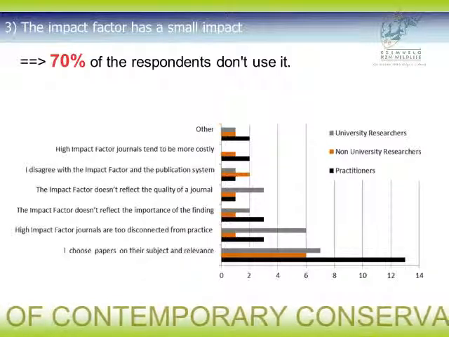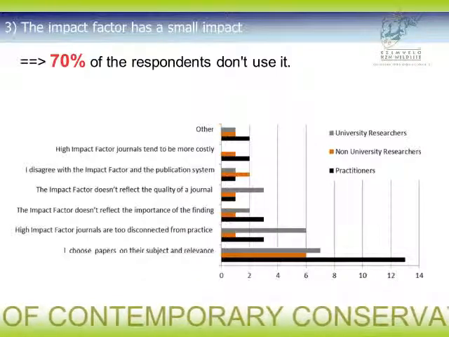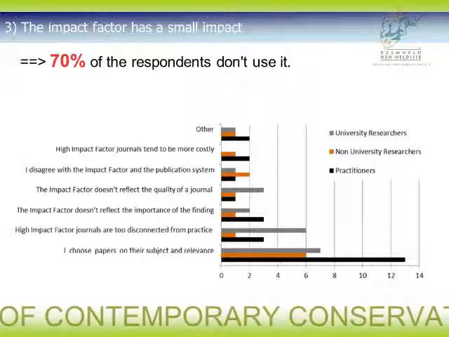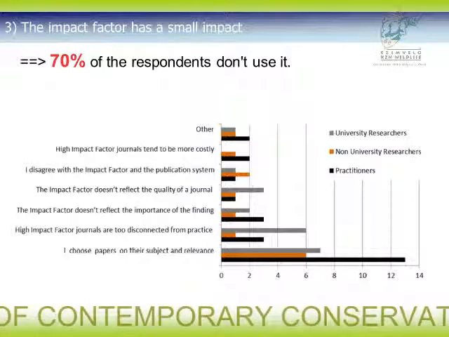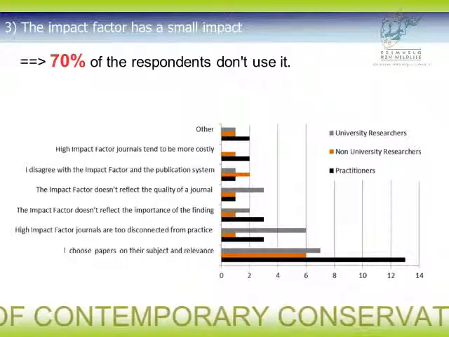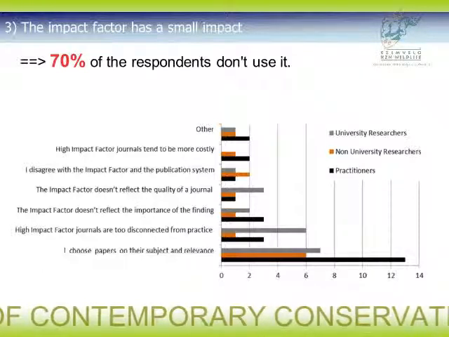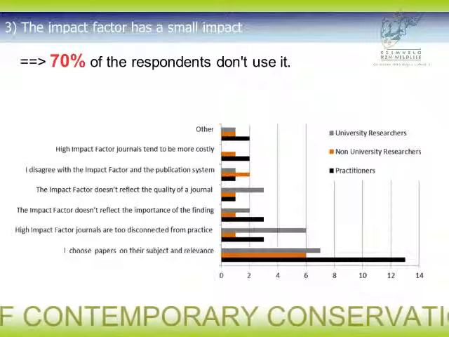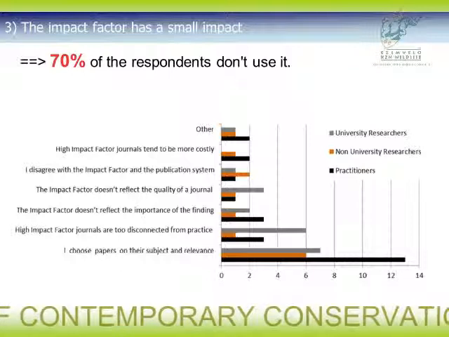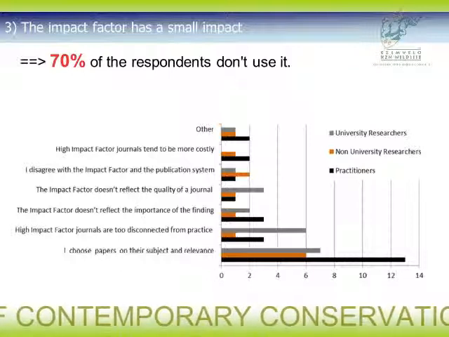The second thing that I found really interesting is that for university researchers, the second reason is that high impact factor journals are too disconnected from practice, which means that having a high impact is actually a reason, if you're really looking for practical information, to not choose a journal. And I even had even more honest researchers who clearly said, well, I look at impact factors when I am trying to get published, but when I look for information, no, I don't care about that.